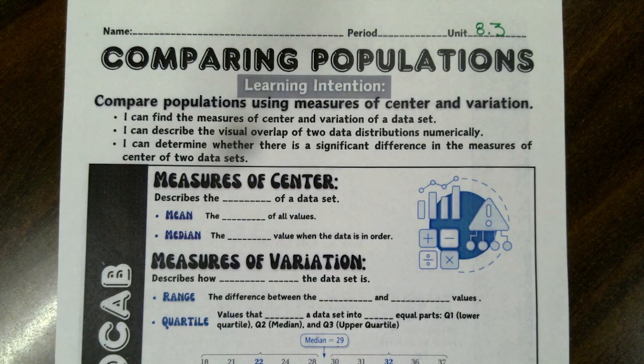You'll know you are successful with this when you can find the measures of center and variation of a data set, when you can describe the visual overlap of two data distributions numerically, and when you can determine whether there is a significant difference in the measures of the center of the two data sets.